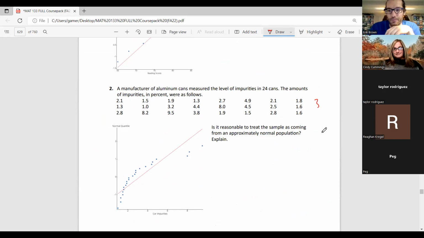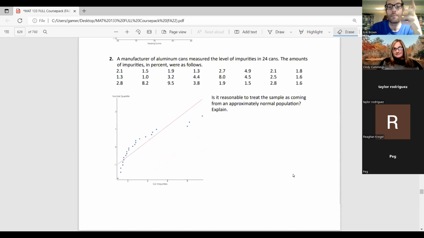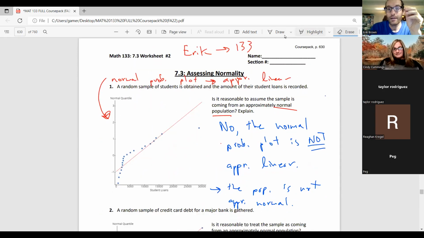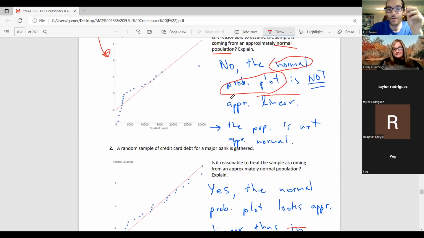Like if this were a 3-question problem, I'd do -1 if you said yes, because I think you should be able to recognize that's not linear. But if it's like, I don't know, you could argue with me on that. My point is, what's most important to me is that you know what kind of graph it is. So this probability plot, and you know that you're looking for it to be either linear or not linear. Wow, we did everything.